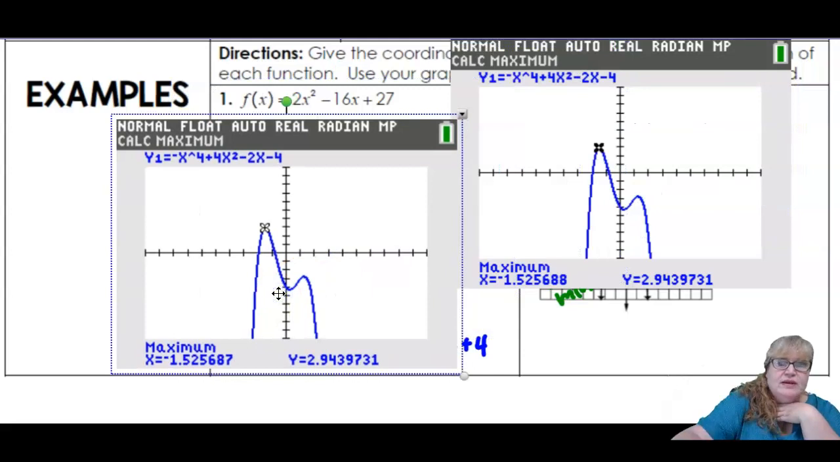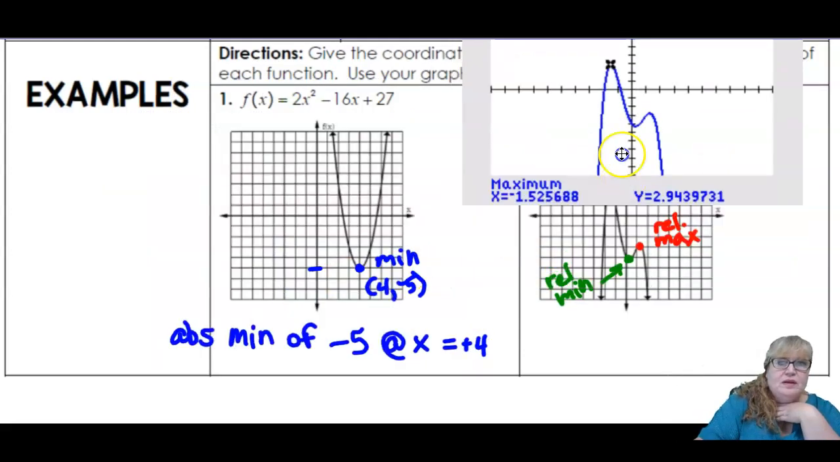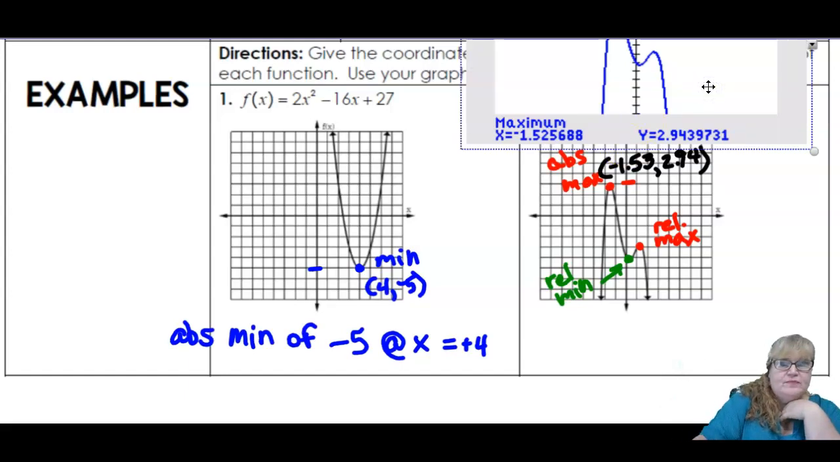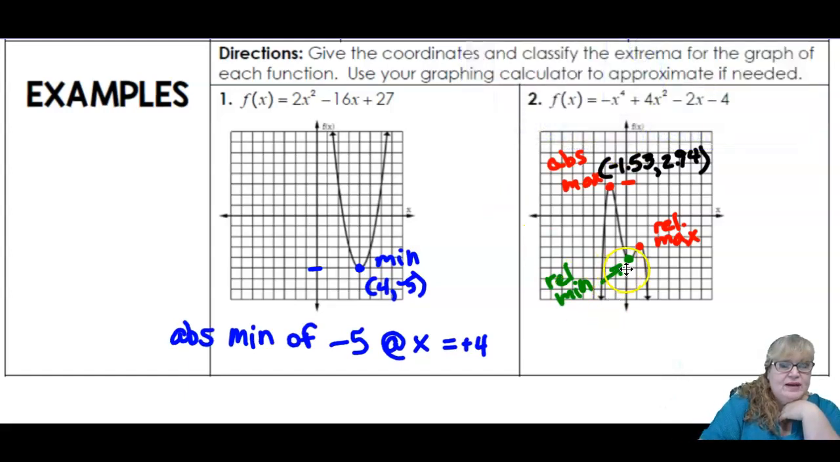All right, so I'm going to delete that one. And I'm going to delete this one, but first I'm going to write this ordered pair down. Up here we got -1.53, 2.94. All right, and then I'm going to delete that guy. Now I'm going to do this min next. You could do the other max. It doesn't matter the order you do them in.